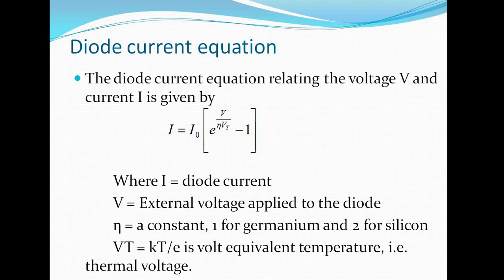This is about the PN junction diode: its construction or formation of the junction, working, biasing, characteristics of the PN junction diode, and the diode current equation.